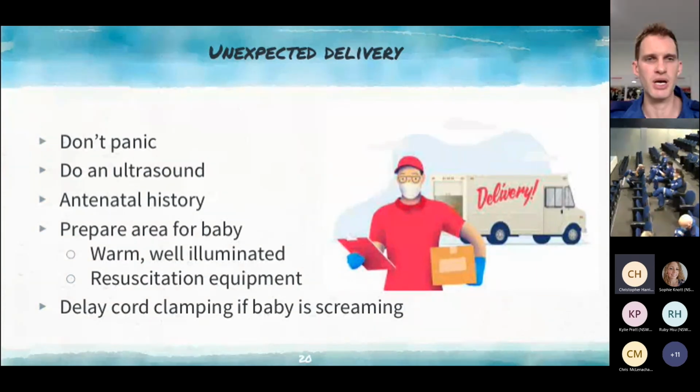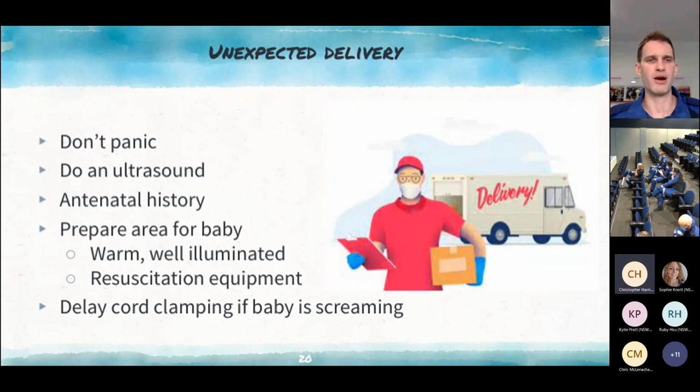If you've got time, do an ultrasound. This will help with the presentation of the baby and the lie of the baby. Take an antenatal history. It would obviously be very pertinent to know their gestational age and if they have any risk factors, if they know there's 2 babies, for example. Another place where an ultrasound might help you.